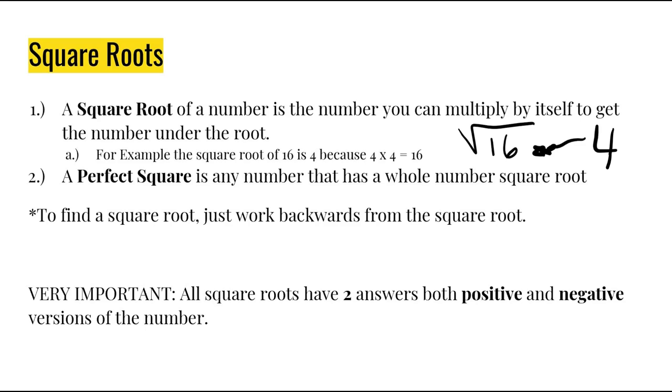A perfect square is any number that has a whole number square root, like the one we just did. Square root of 16 is a perfect square because the square root is 4. To find a square root, we work backwards from the number under the square root. Very important: all square roots have two answers, both positive and negative versions of the number. That's because 4 times 4 is 16, but also negative 4 times negative 4 is also 16. So we need to make sure we know that they have two answers.